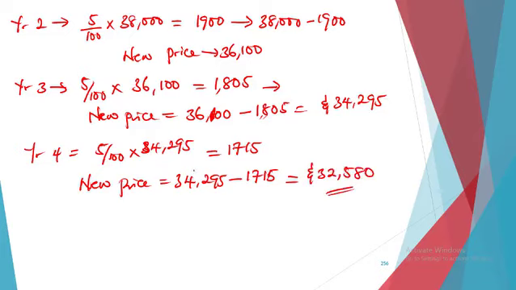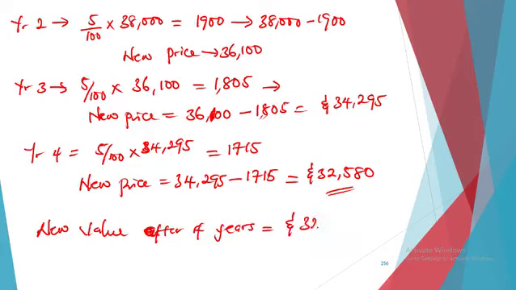We'll have 32,580. Okay, so it means that the new value of the typewriter after 4 years is equal to 32,580 US dollars from 40,000. You see, so as the years pass, the value depreciates. So let's take example number 2.